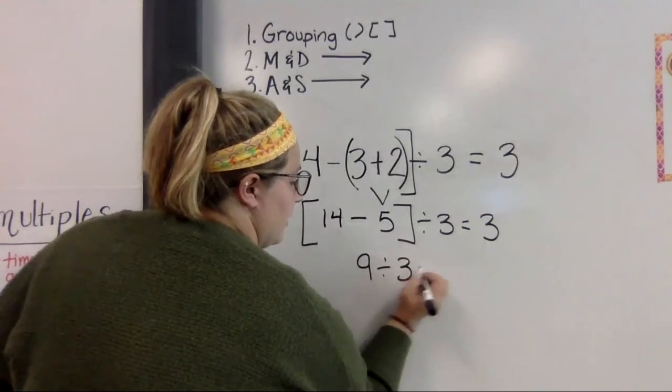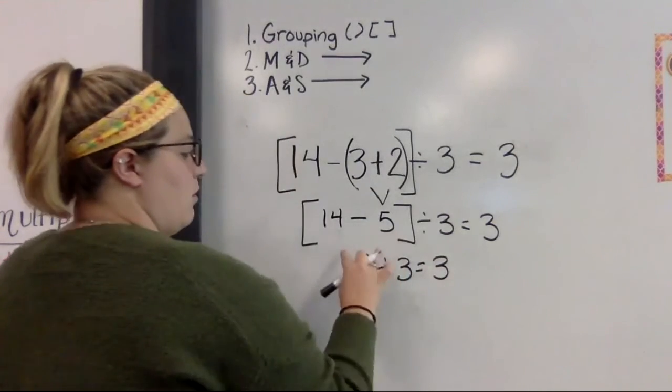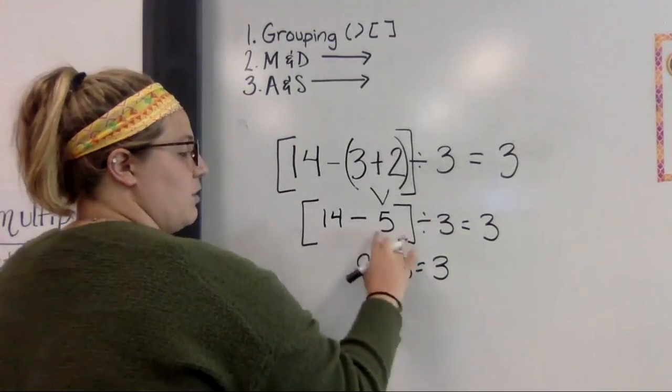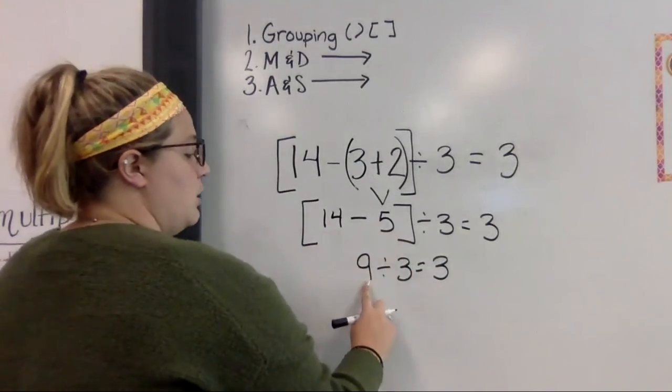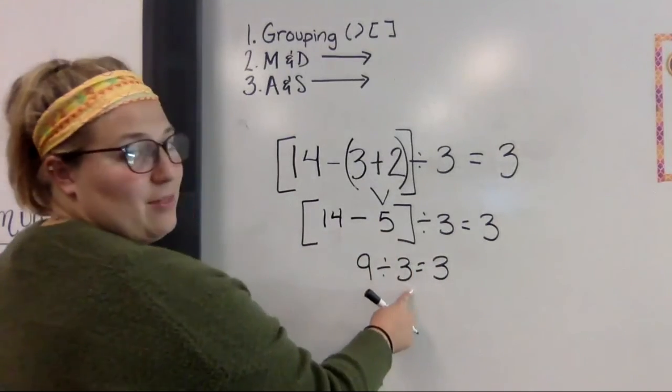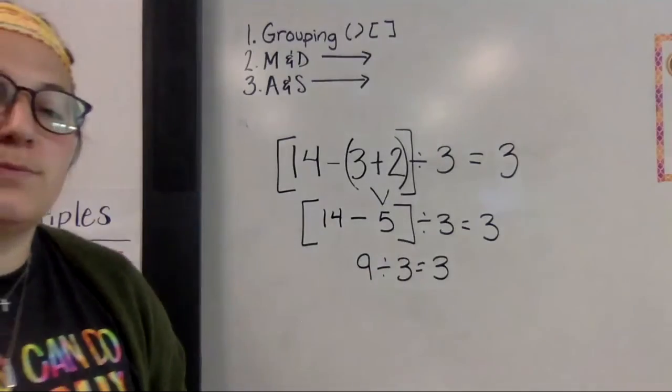Divided by 3 equals 3. I no longer bring the grouping symbol down because I've solved everything in it. So 9 divided by 3, is that 3? Yes, so we've then made it true.